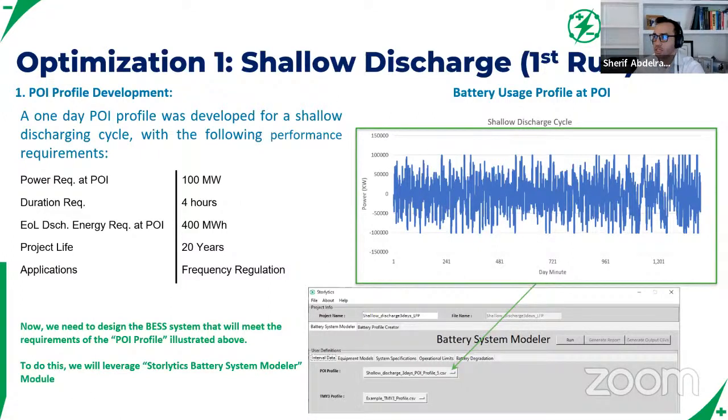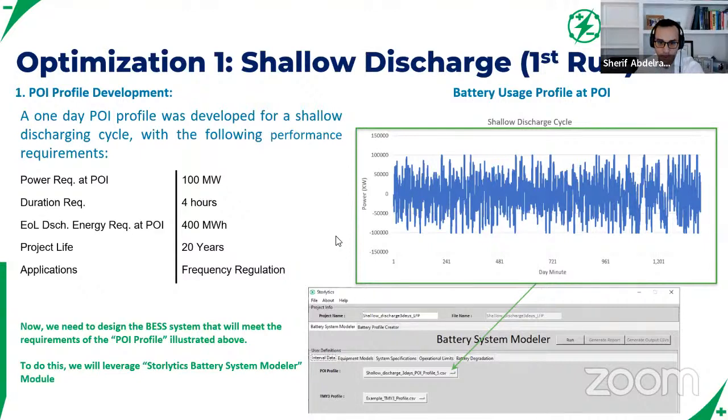All right. I'll just take one more question, and then we'll move on to the next optimization. And we can leave the questions for later on. Yep. Sure. All right, so is RTE seen on the AC side or DC side, and does it include the auxiliary services consumption or not?